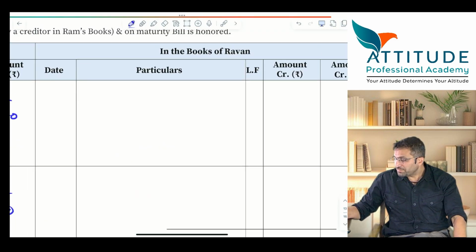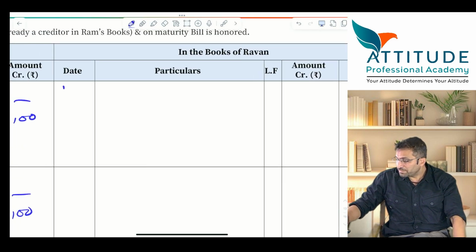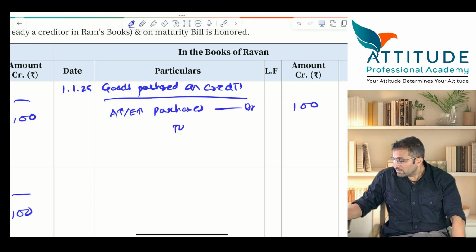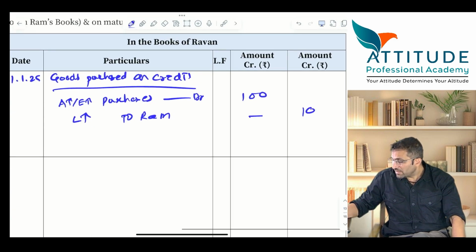आ जाओ इधर. Date बोलो. 1/1/2025. Goods purchased on credit. Entry. Purchase account debit 100. To Ram, liability increases. Keep on saying to yourself. Next.